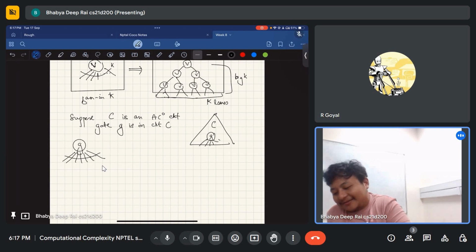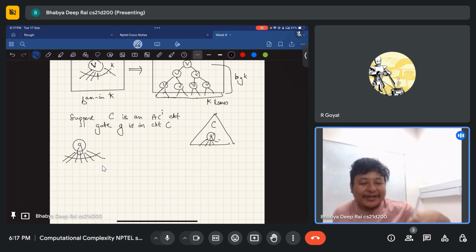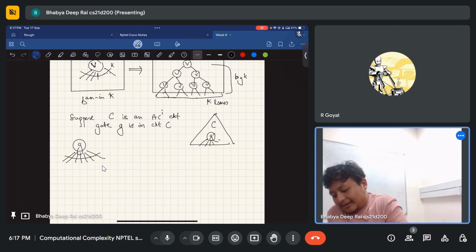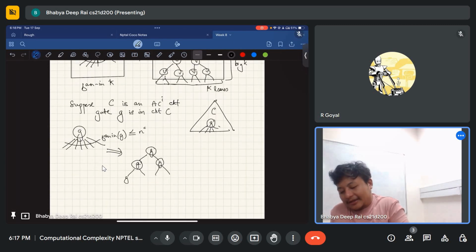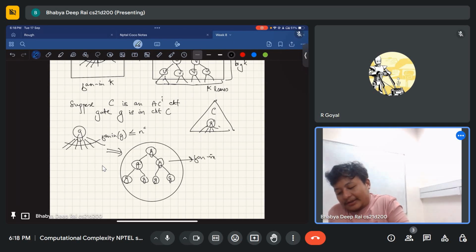Since it's an AC, not AC0, sorry, ACI circuit, the circuit itself is polynomial, so the number of wires will also be polynomial at most. So the fan-in of G is at most some polynomial n to the C. Then this gate can be converted using this tree-like technique into another sub-circuit, in which the fan-in of G in each of these is 2.